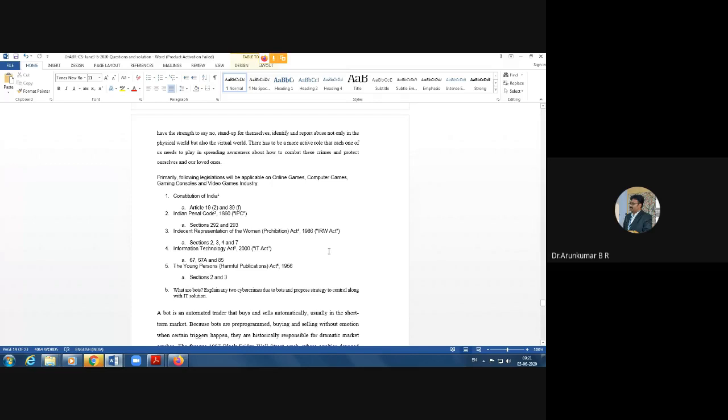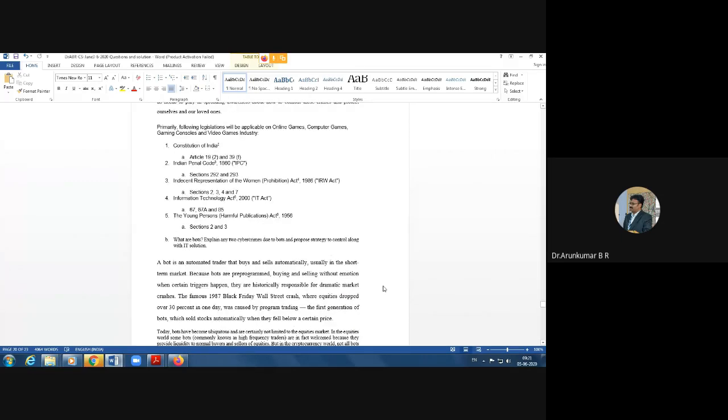The next question is, what are bots? Explain any two crimes due to bots and propose a strategy to control them along with an IT solution. Friends, we have seen what a bot and a botnet are. About that, you had a multiple choice question also. A bot is an automated trader. In general, it is automated software that can do many things.